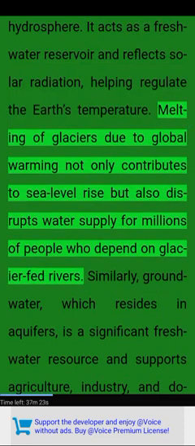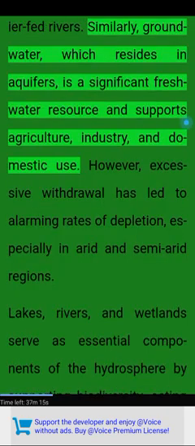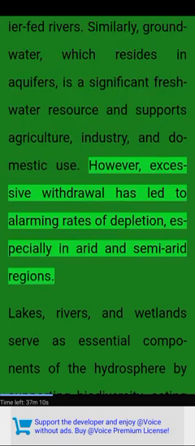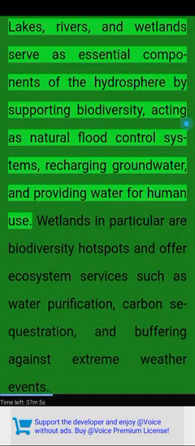Melting of glaciers due to global warming not only contributes to sea level rise but also disrupts water supply for millions of people who depend on glacier-fed rivers. Similarly, groundwater, which resides in aquifers, is a significant freshwater resource and supports agriculture, industry, and domestic use. However, excessive withdrawal has led to alarming rates of depletion, especially in arid and semi-arid regions.